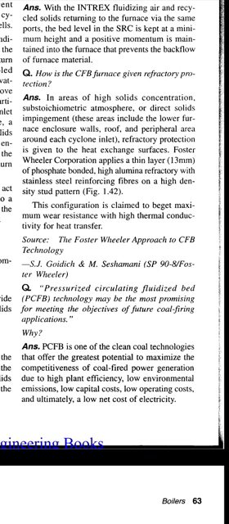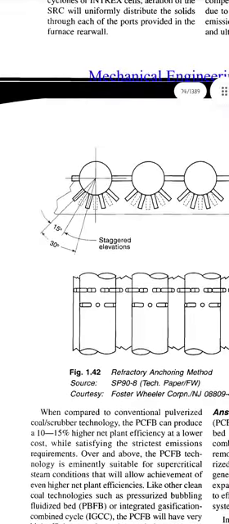Pressurized circulating fluidized bed, PCFB. PCFB technology may be the most promising for meeting the objectives of future coal firing applications. Why? Answer. PCFB is one of the clean coal technologies that offer the greatest potential to maximize the competitiveness of coal-fired power generation due to high plant efficiency, low environmental emissions, low capital cost, low operating cost, and ultimately a low net cost of electricity.